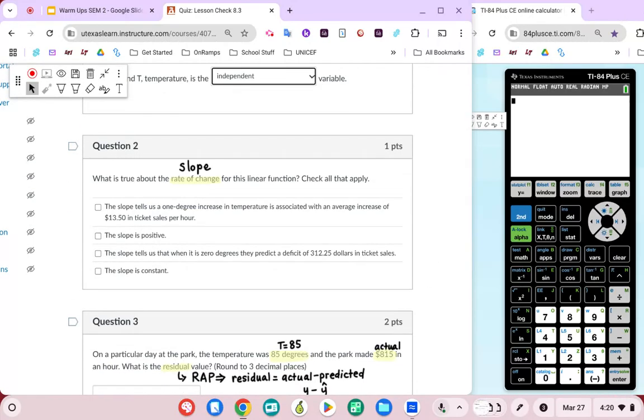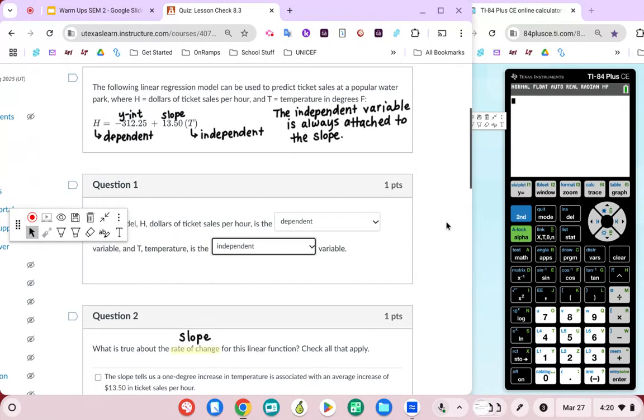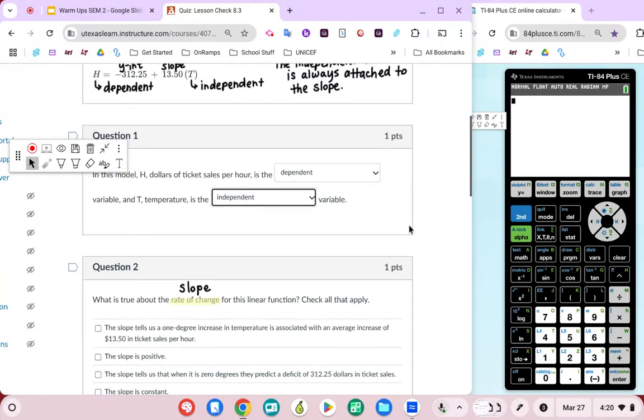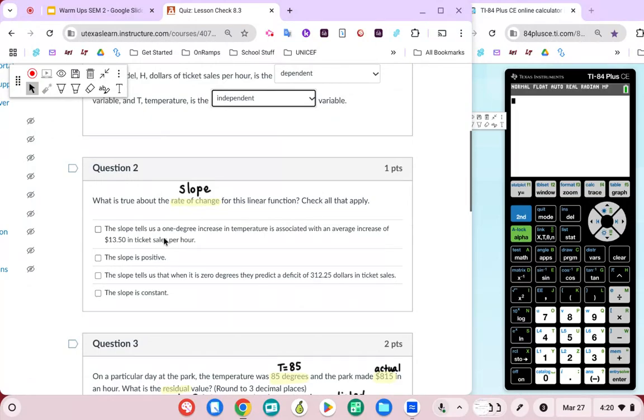Question number 2, what is true about the rate of change for this linear function? They want us to check all that apply. So you do need to remember that rate of change is our slope. So our slope value up here is $13.50. So as the temperature increases, for each degree, we can expect the ticket sales to go up by $13.50. Let's see what this says. The slope tells us a 1 degree increase in temperature is associated with an average increase of $13.50 in ticket sales per hour. I like that one.